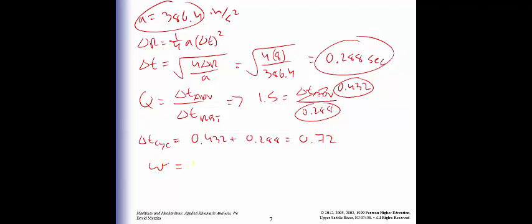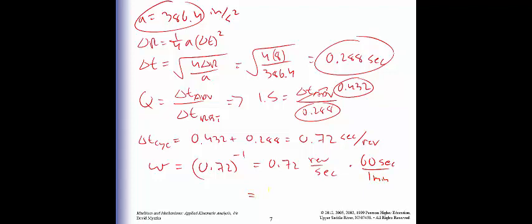All right, the omega is equal to 0.72, but flipped over. Remember, this would be the amount of seconds in 1 revolution. So this would be 0.72 revolutions in 1 second. And then we can convert that to RPMs by just multiplying by 60 seconds over 1 minute. And when we do that, we get 83.3 RPM.